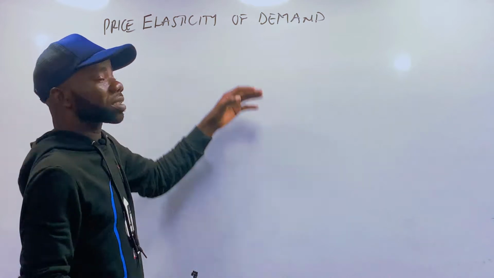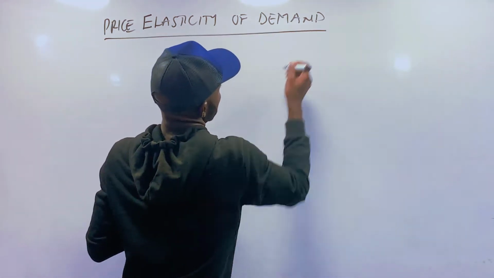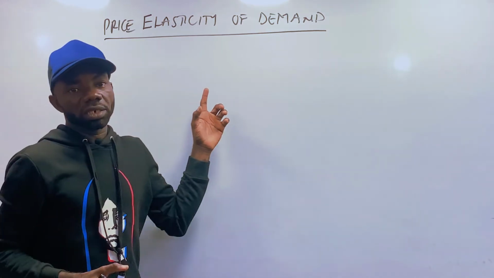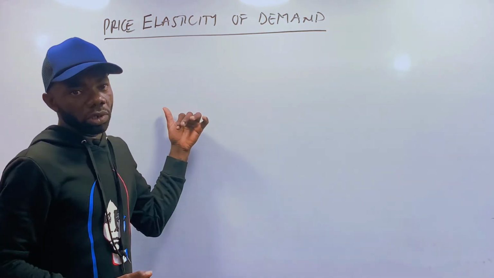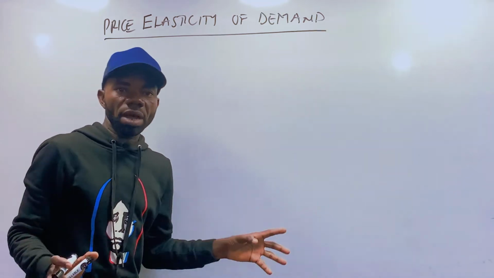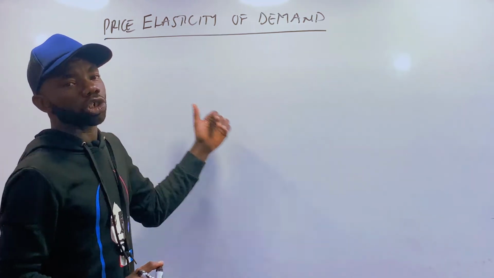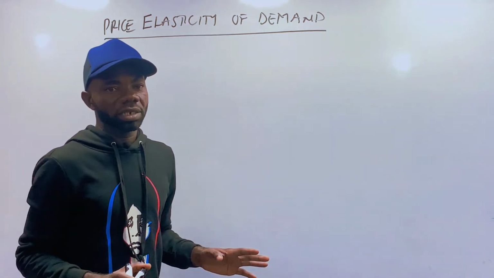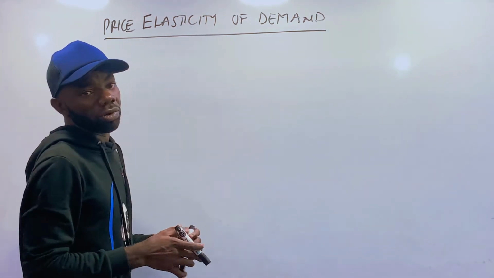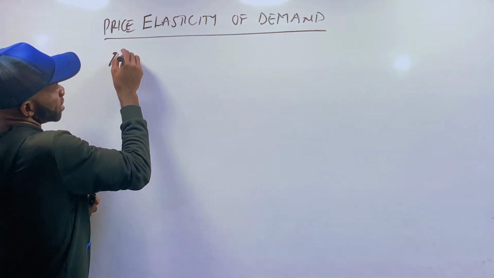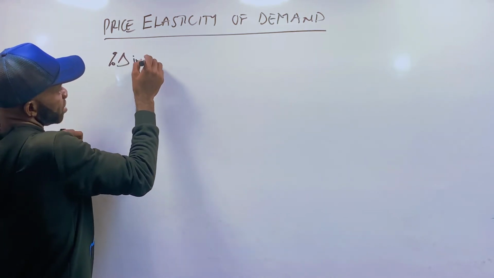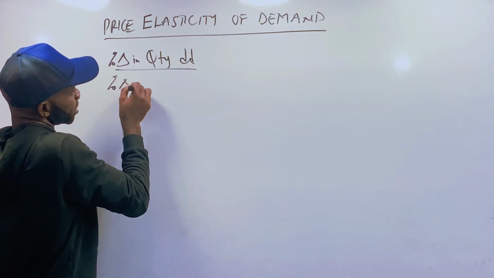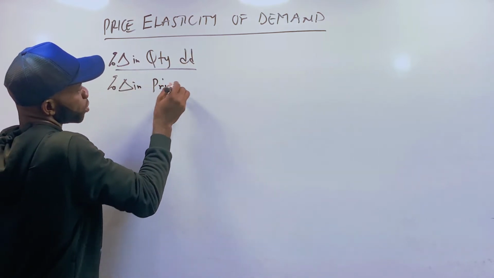Now price elasticity of demand can be defined as the degree of responsiveness of changes in quantity demanded to the changes in price. In other words, we're looking at the reaction of quantity demanded to the action of price. Now, it can be calculated with the formula percentage change in quantity demanded over percentage change in price.